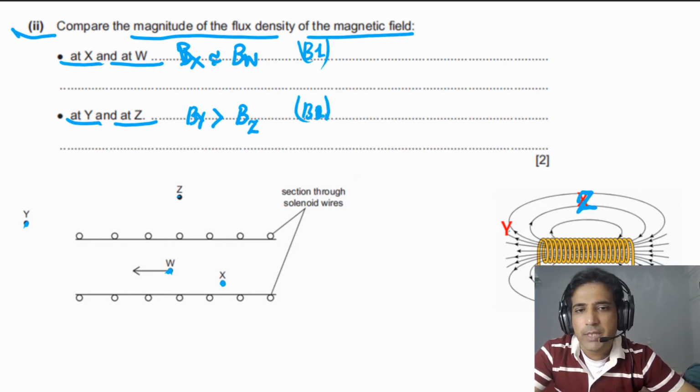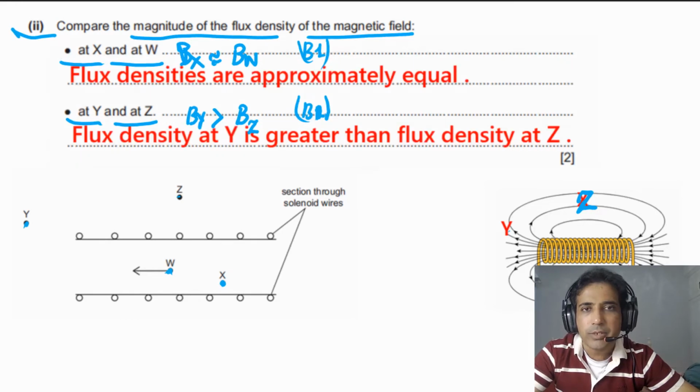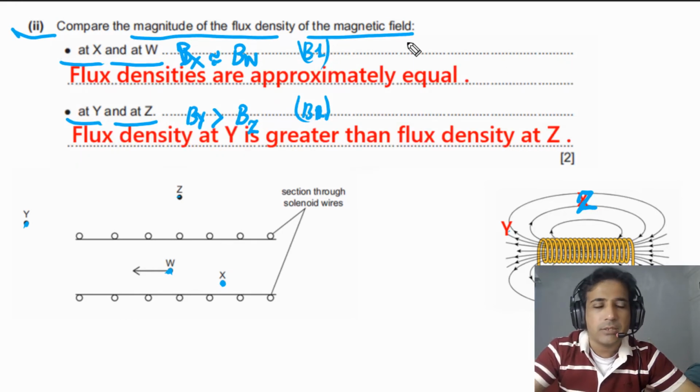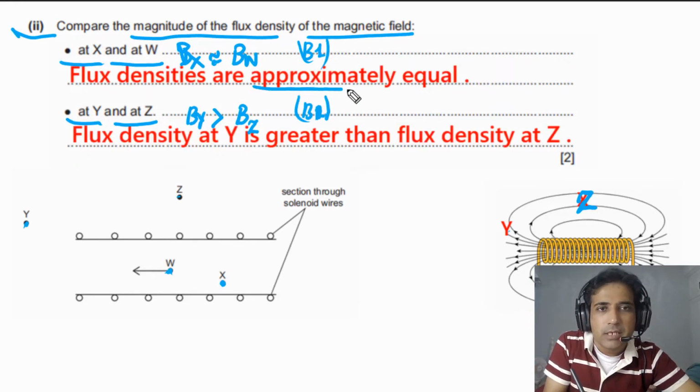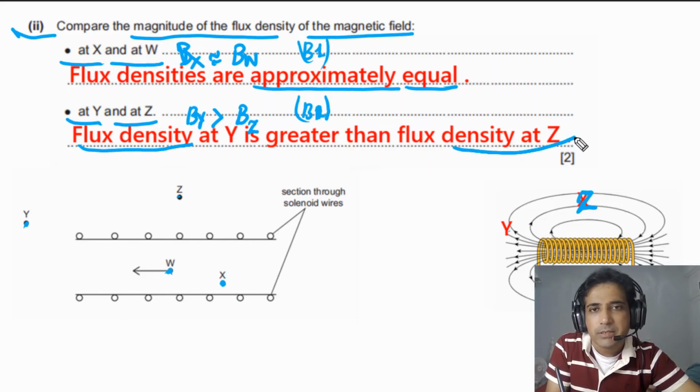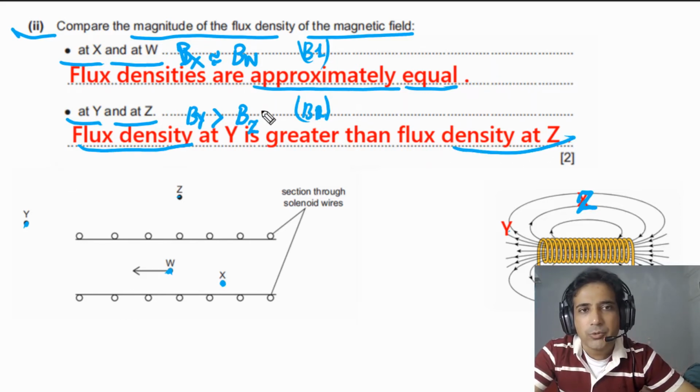Let me show you the answer. This is how you can write down. So simply you can say in this case flux densities are approximately equal at point X and W, but at point Y flux density is greater than flux density at Z. So this is how you can answer.